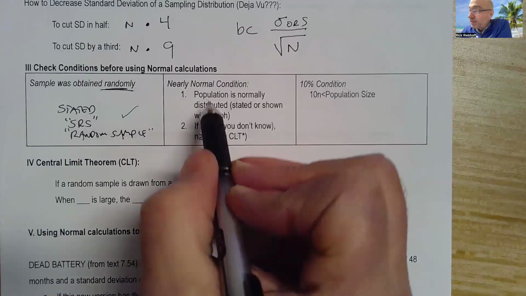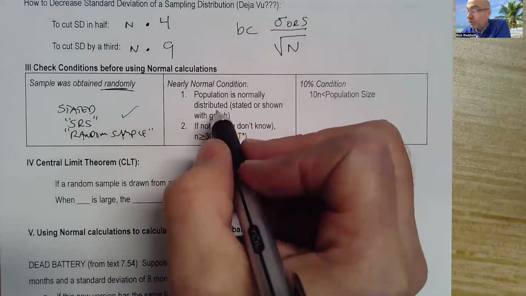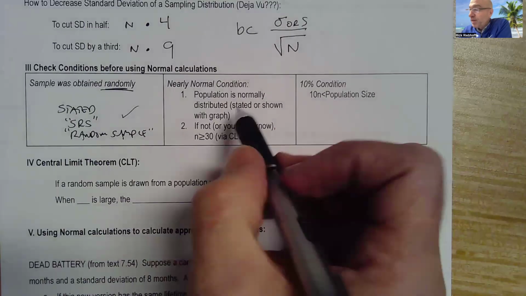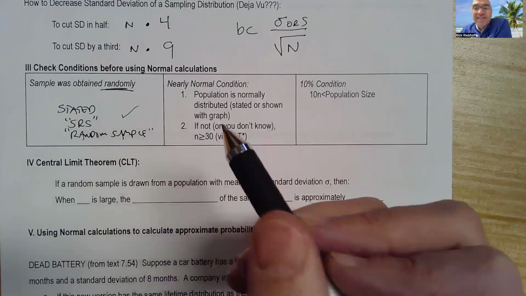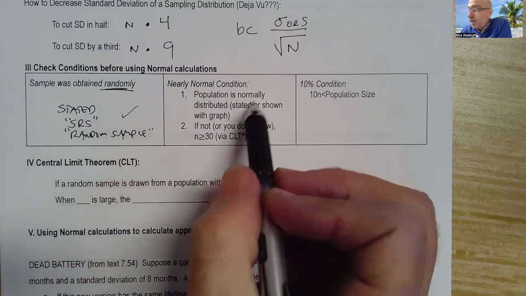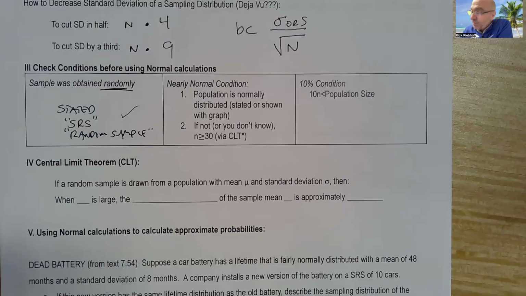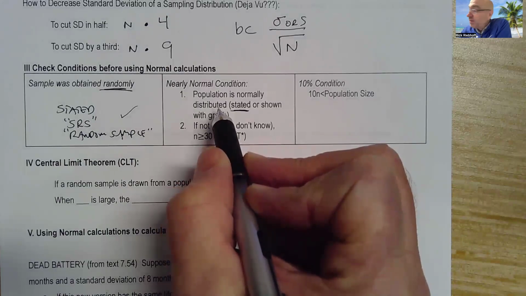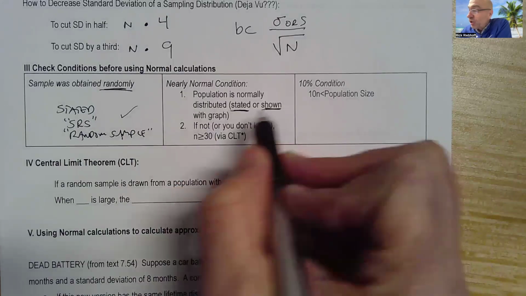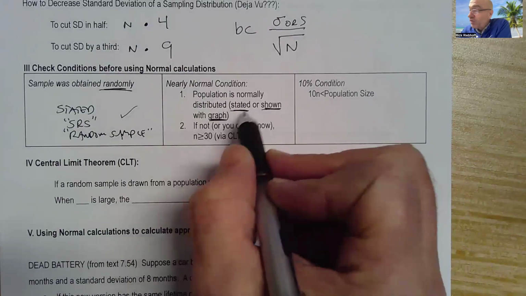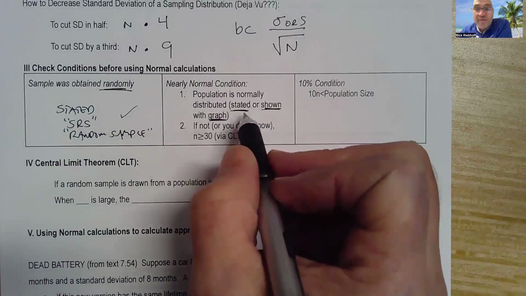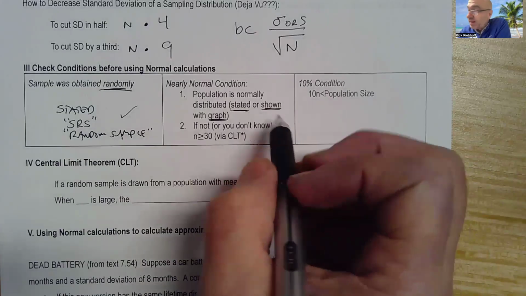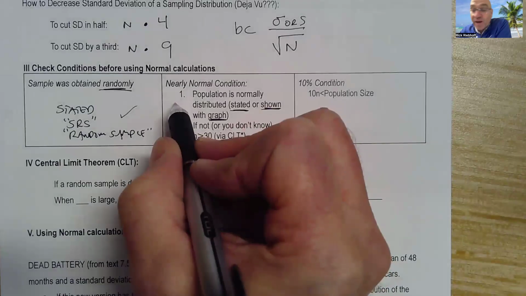Population is normally distributed. So if it comes in normally distributed, then our sampling distribution should be normally distributed. If it's pretty close to normally distributed or at least symmetric, then we're pretty good with a smaller sample size. So if they state that it's normally distributed or fairly normally distributed, or if they give you a graph that shows that, all you've got to do is point to the graph with a little arrow and say, look, this looks fairly normal or fairly symmetric. So that's one way you can satisfy this condition.